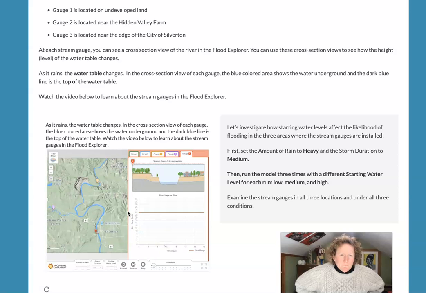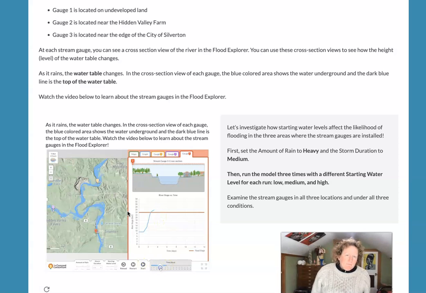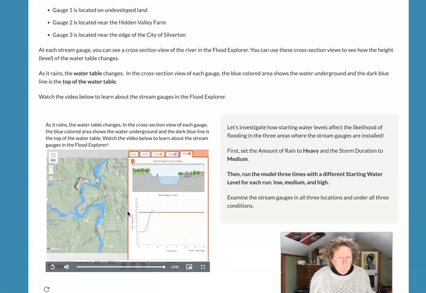A flood occurs when the water in the river overruns the banks. The red line on the river stage versus time graph shows the level at which the river will flood at each stream gauge. When the blue line goes above the red line, the area at the stream gauge is flooded. Be sure to carefully observe the shape of the river and the flood level at each stream gauge. Okay, so that's about stream gauges.